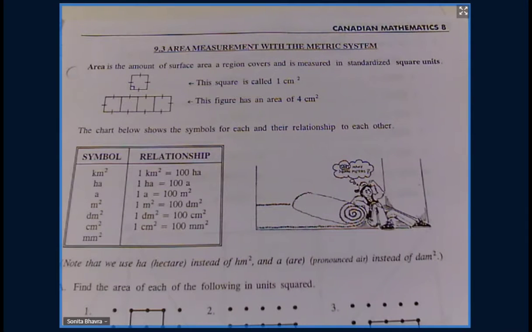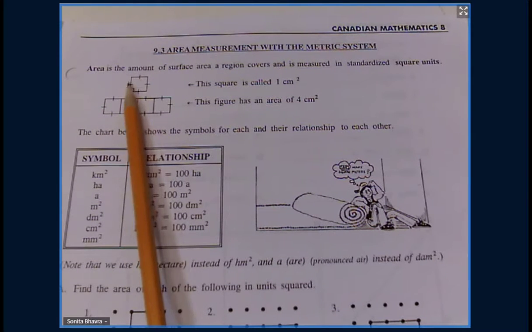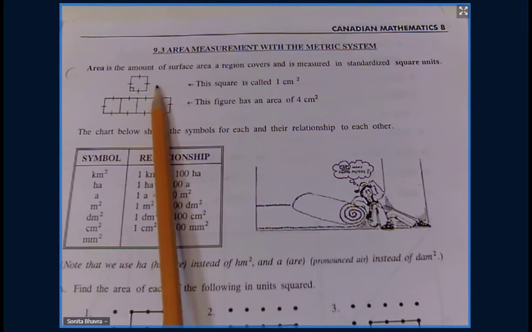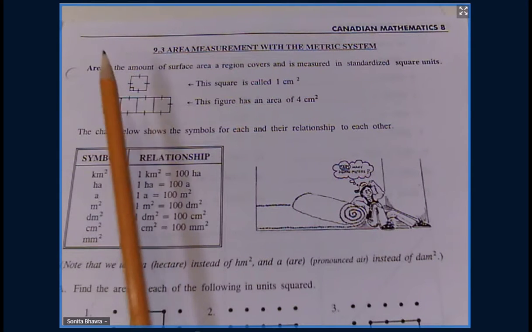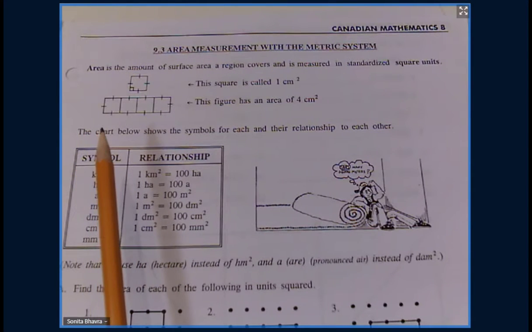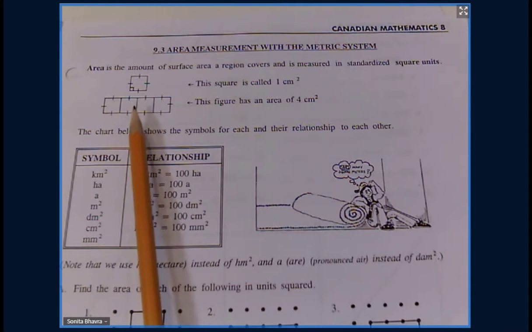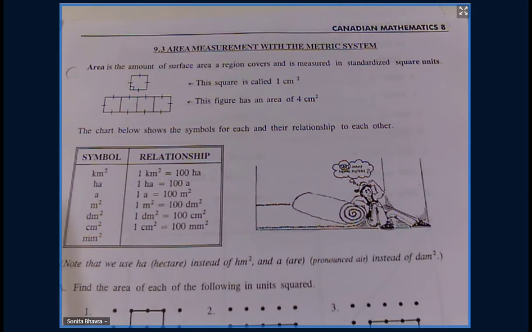Okay, there we go. Today's lesson is we're looking at area, and then we're going to look at area conversions. So area is the amount of surface area a region covers, and it's measured in standardized squared units. So for example, in the examples we'll be looking at today, this square here, all four sides are the same. That's what's represented by that dashed line. This square is called 1 centimeter squared. Once we have 4 of them, the area of this figure here would be 4 centimeters squared.